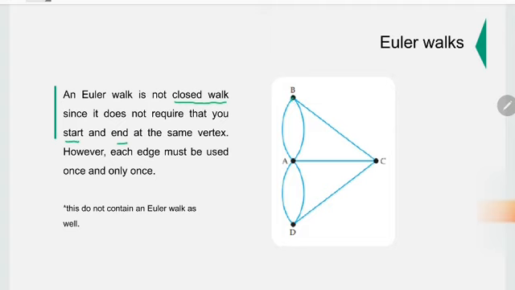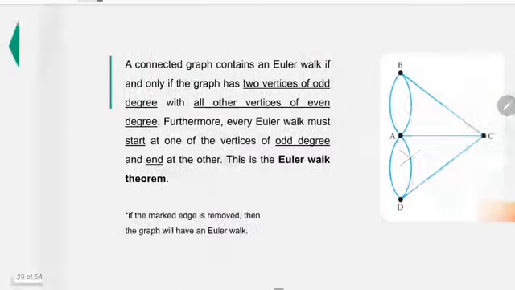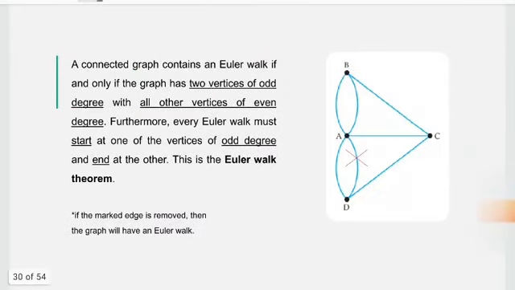Okay, so maybe if you start at B, okay lang na sa C ka matapos. But you have to make sure that each edge ay nagamit mo only once. So this one still doesn't contain an Euler walk. For example, can I pass through all of them? Nope. Okay, so here, did I start at B? Yes. So it still doesn't contain an Euler walk.